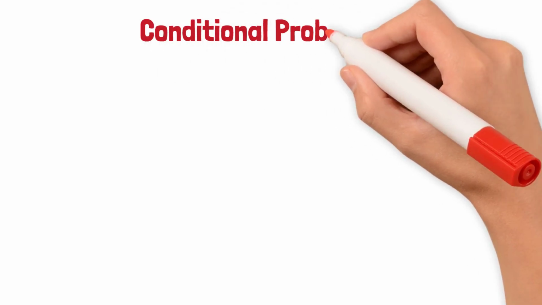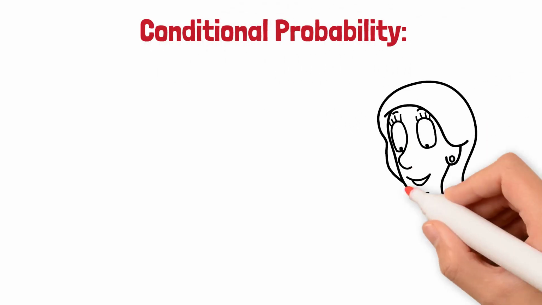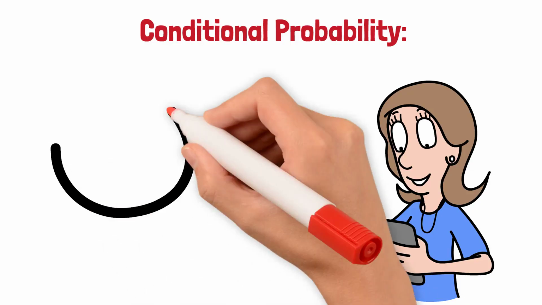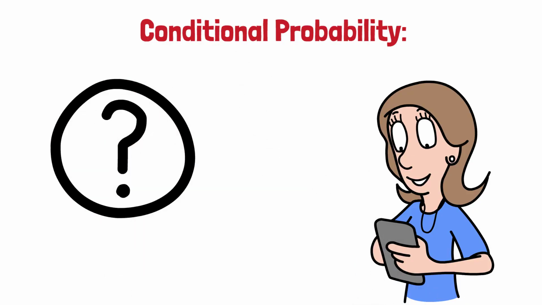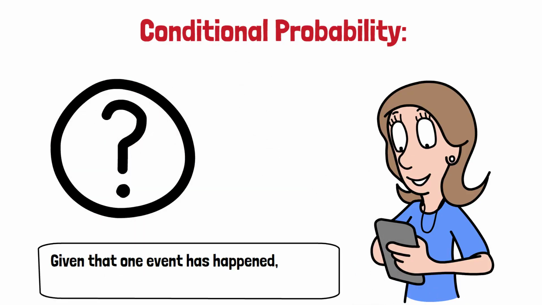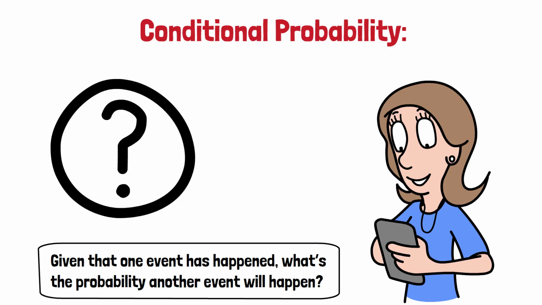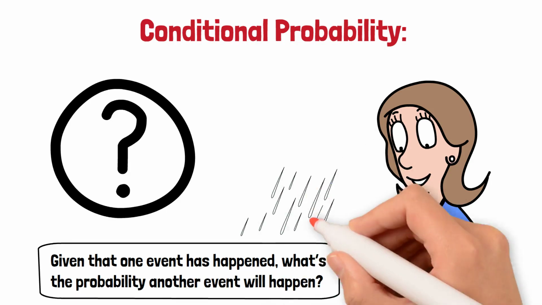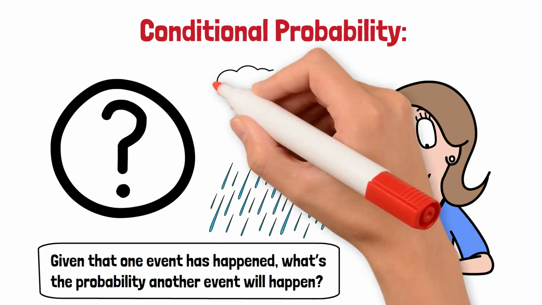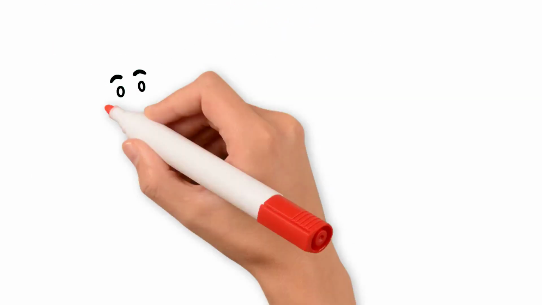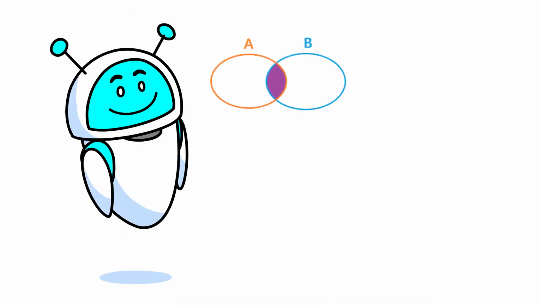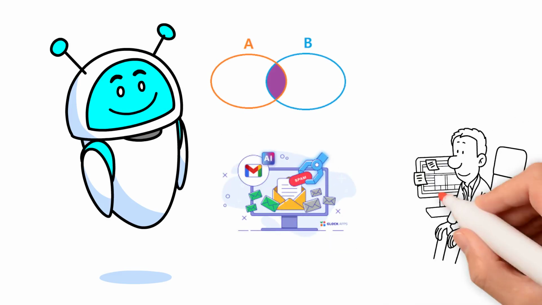Conditional probability. This is where things get really interesting. Conditional probability answers the question, given that one event has happened, what's the probability another event will happen? For instance, what's the probability that it rains today, given that the sky is cloudy? In AI, conditional probability is the foundation of algorithms that make predictions, from spam filters to medical diagnosis systems.